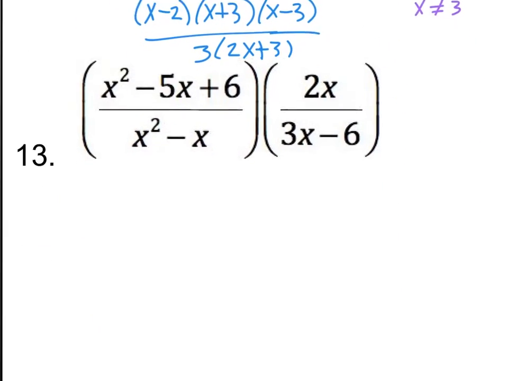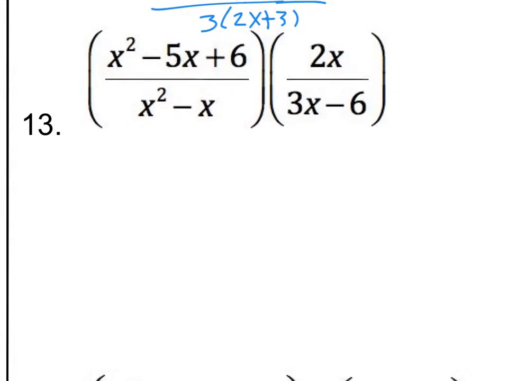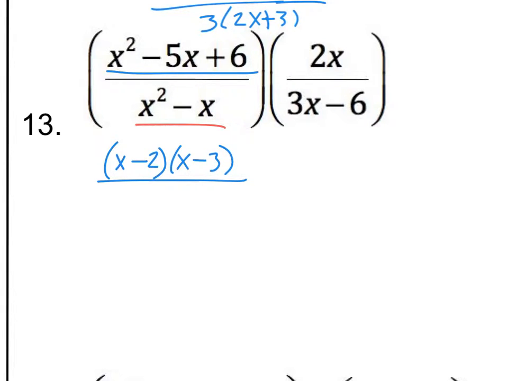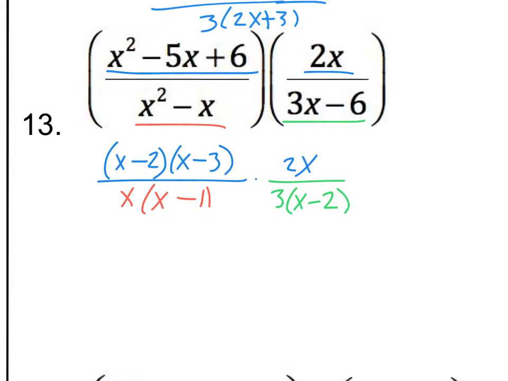Finally, for this section, we're going to look at a multiplication problem, starting exactly the same way with some factoring. The first part is going to factor into x minus 2 and x minus 3, things that multiply to 6 and add up to negative 5. For the bottom part, both of these have an x in it. That's x and x minus 1. For the next part, nothing factors there. And then I can take a 3 out of both of those, so 3 times x minus 2.